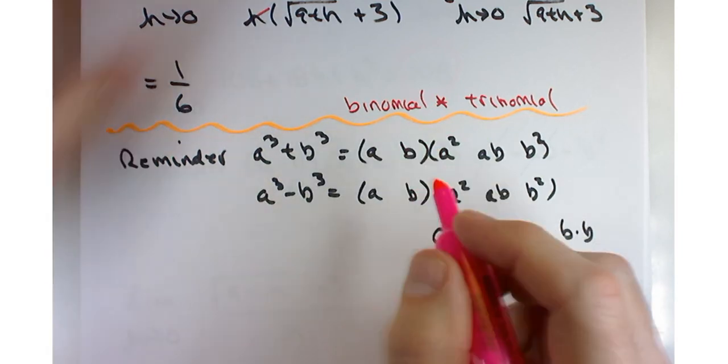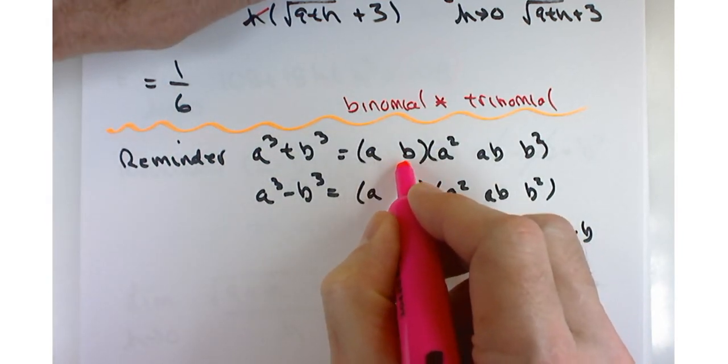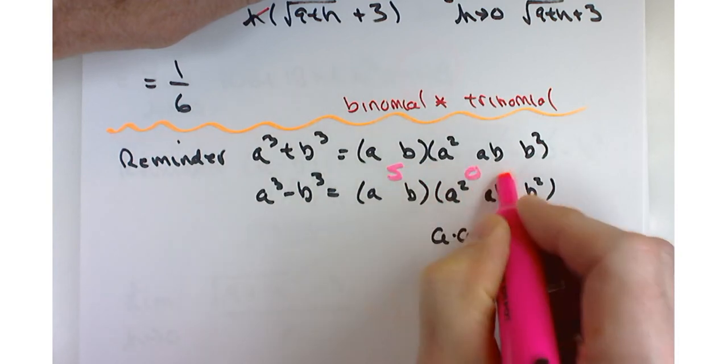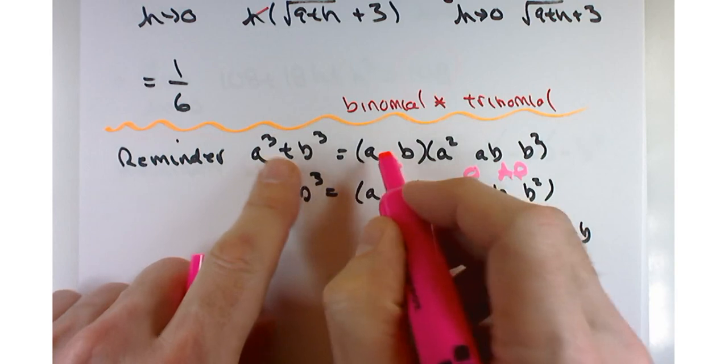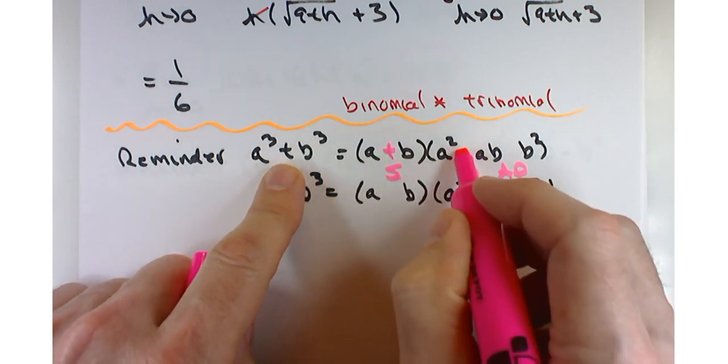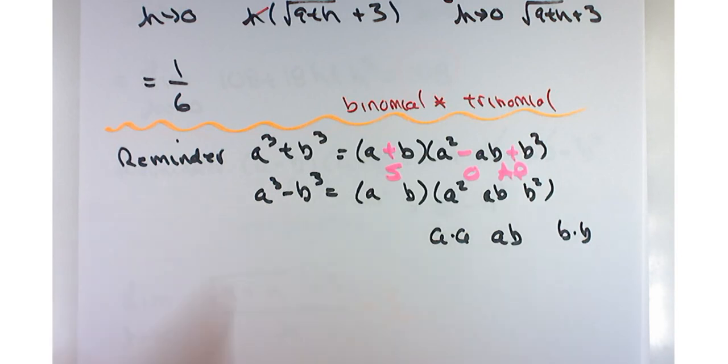And some of you might have heard of an acronym for this. What is it? No? You haven't taken me for algebra then. SOAP. Same sign, opposite sign, always positive. Try and fill in the signs for the bottom one. Same acronym, same sign, opposite sign, always positive.